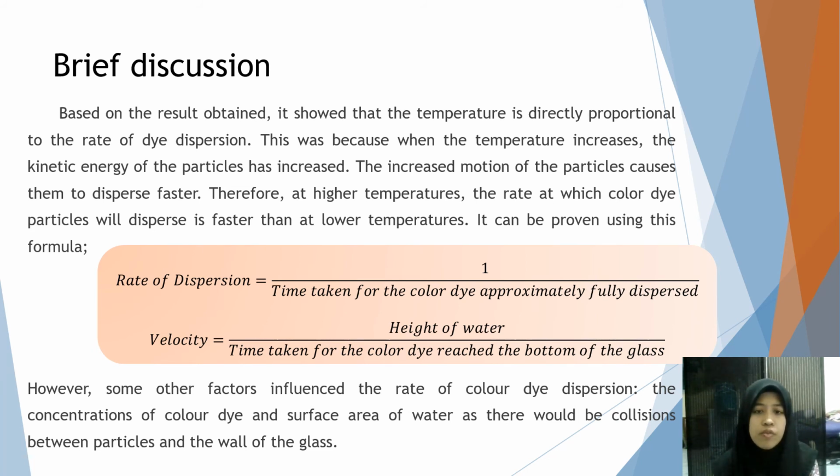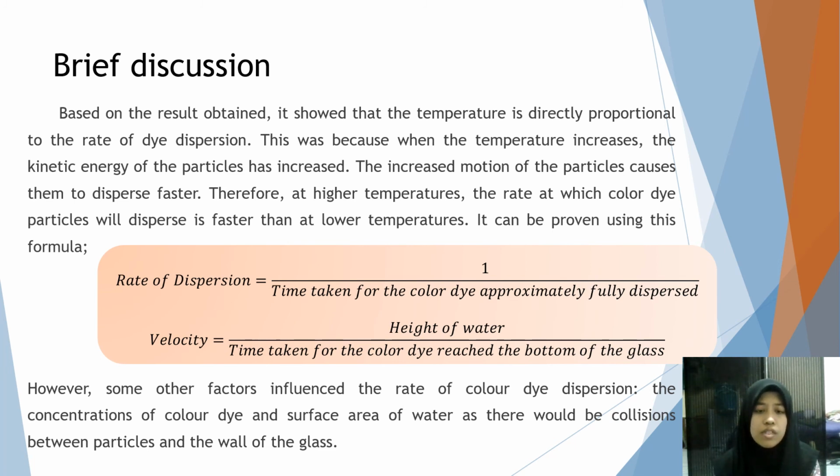It can be proven using this formula, which is the rate of dispersion equals 1 divided by time taken for the color dye approximately fully dispersed. And next, velocity of dye settling equals height of water divided by the time taken for the color dye to reach the bottom of the glass.